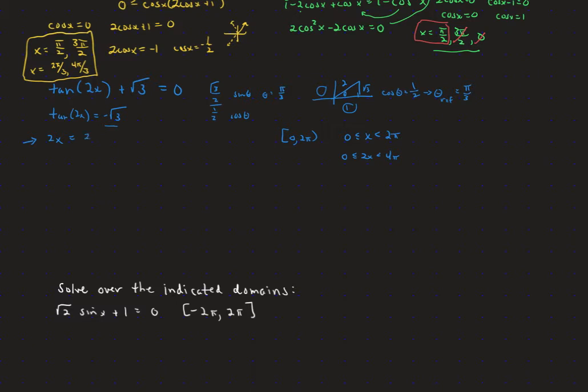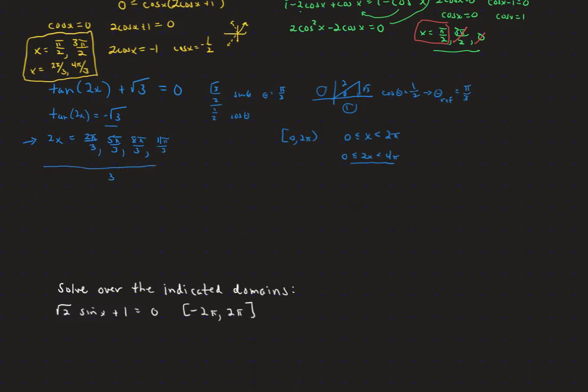We said 2 pi over 3 and 5 pi over 3. That's one trip around the unit circle. So we can add another 2 pi to each of these. 2 pi is 6 over 3, so 8 pi over 3 and 11 pi over 3 will work for 2x.